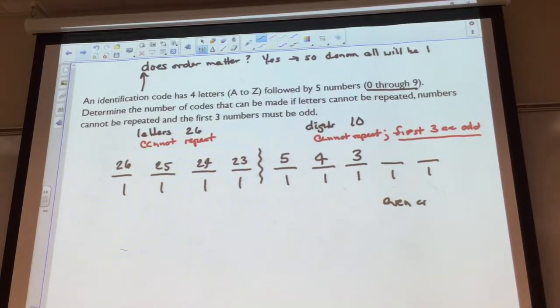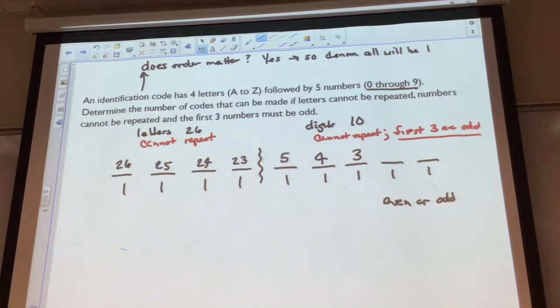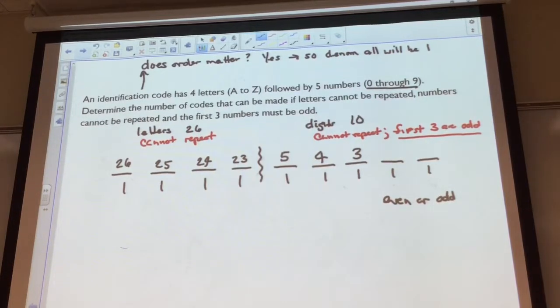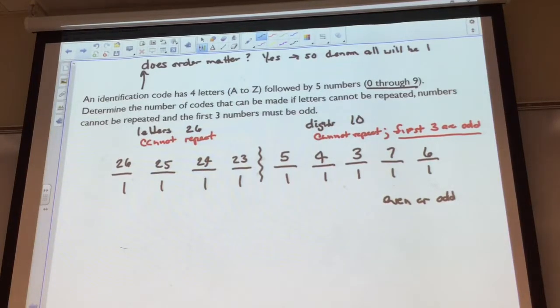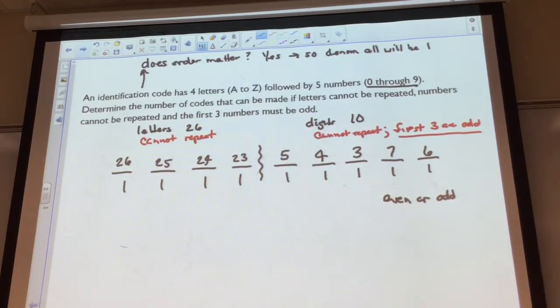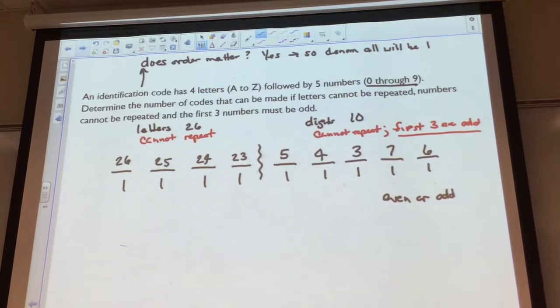They could be even or they could be odd. Didn't say you can't use the odd ever again. It just said the first 3 had to be. So you have 5 even, because 0 is an even number. And don't you still have 2 odd numbers you haven't used? So total number of items for the 4th digit? 7. And then 6.